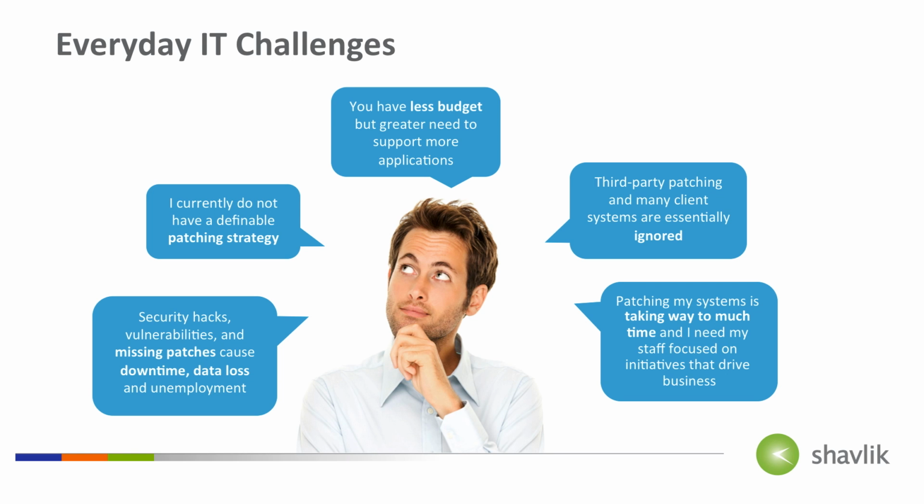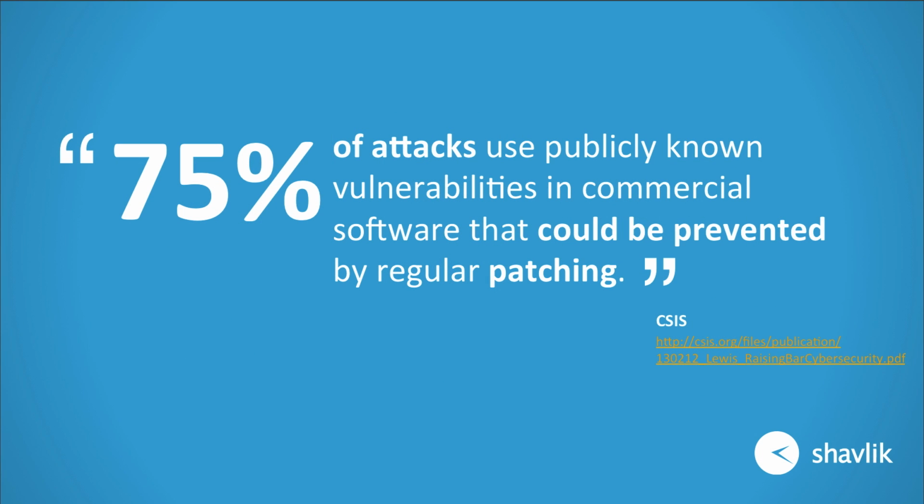We know that 75% of attacks use publicly known vulnerabilities in commercial software. We also know those attacks could have been prevented had there been a patch in place. Hackers are smart. They know the vulnerabilities inside of an organization, and they know that organizations install software that is not being patched or install software that is unknown to the organization.